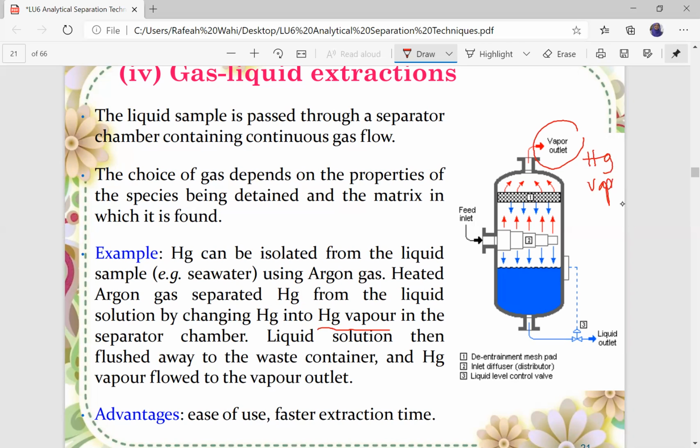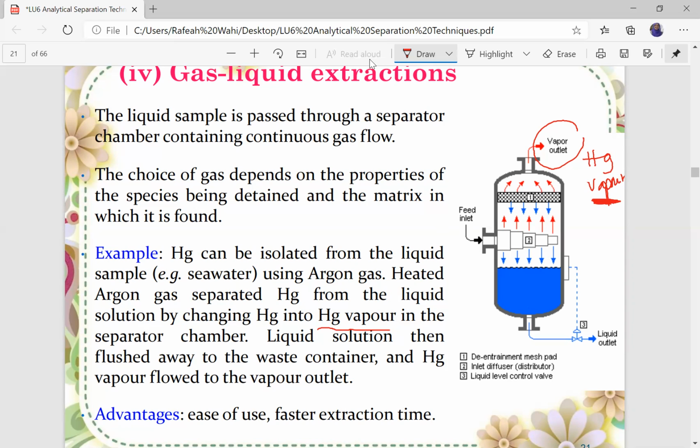In this case, your analyte is the mercury vapor. Later on, if you pass the mercury vapor through a condenser, it will condense into liquid. Or if you don't pass it into the condenser, it will remain mercury vapor. The advantages of this process are that it is easy to use and has a fast extraction time.